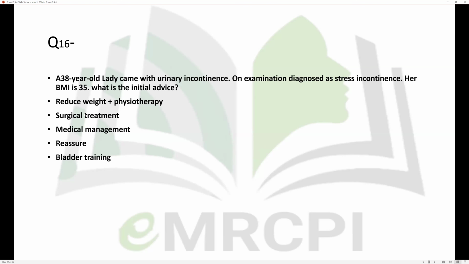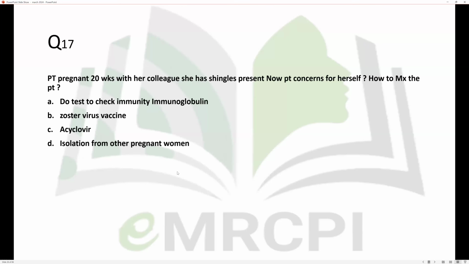Yes, in this case, still, this is a common ground that the BMI 35 is high BMI, so advise reduced weight and physiotherapy as first line of management. Well done. A patient pregnant at 20 weeks, exposed to her colleague who had shingles. She presents now, and the patient has concerns for herself. What is the management of this patient?